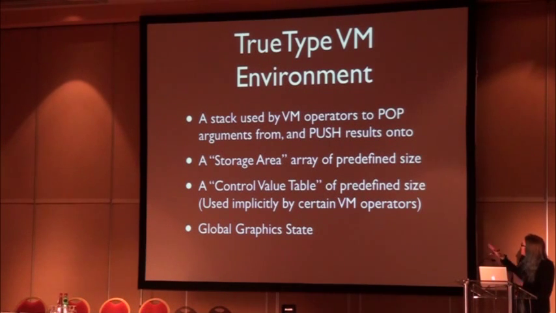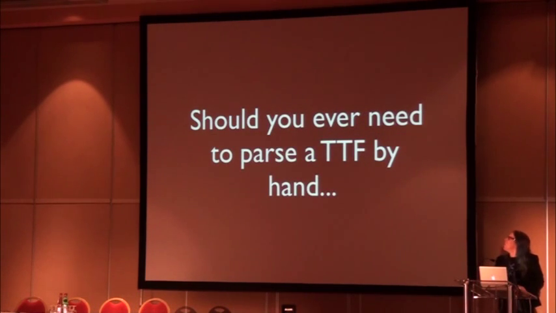And if you're a TrueType program, pretty much your universe is a stack of operands, and then a storage area, which is essentially an array. And then this control value table, which is also basically an array. And then various global graphics state, so if you set some kind of symmetry for drawing or whatever, it'll be stored in that. So anyway, here's how to go about analyzing this.